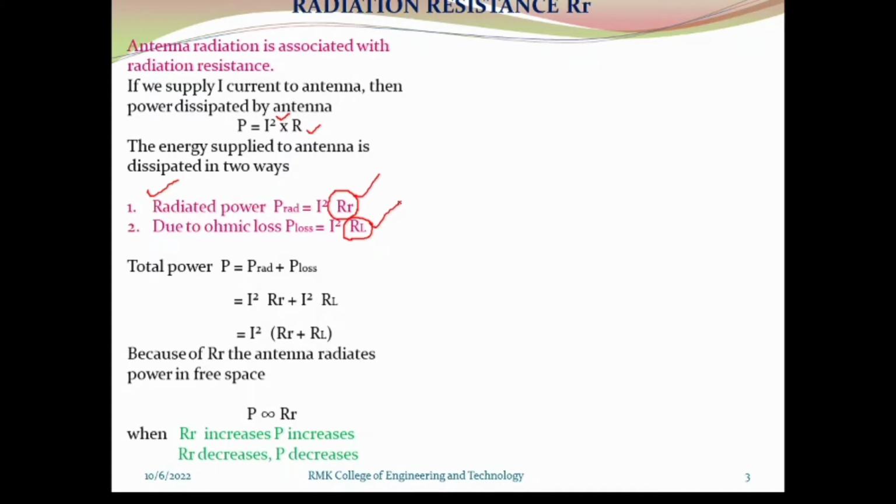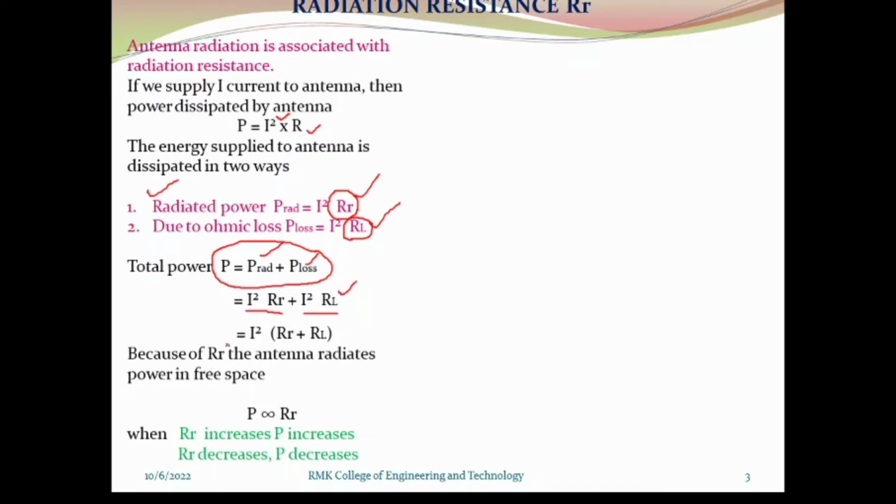Loss resistance is nothing but dissipation as heat in the internal resistance. So power is dissipated as heat by the internal resistance, that is the loss resistance. So the total power will be calculated by adding both the radiated power as well as the power due to loss. The formula for radiated power is I squared into RR, and the formula for loss power is I squared into RL. This is due to ohmic loss.